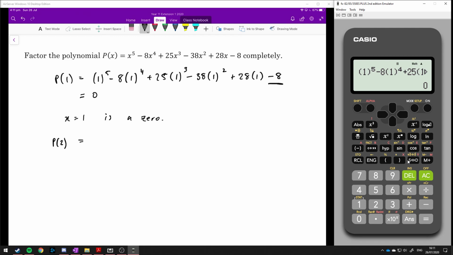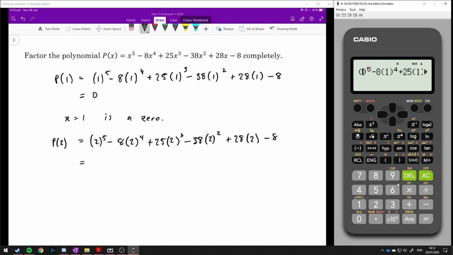You'll notice that both 1 and 2 are multiples of that 8 there, okay? So remembering that the zeros of this polynomial have to be multiples of the constant if they are all integers. Okay, so we're going to substitute this in. We get 2 to the power of 5 minus 8 lots of 2 to the power of 4 plus 25 lots of 2 cubed minus 38 lots of 2 squared plus 28 lots of 2 minus 8.